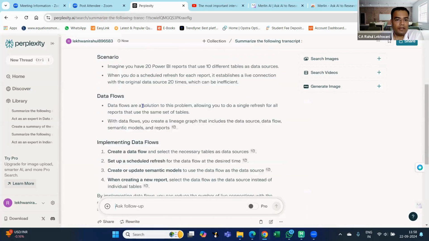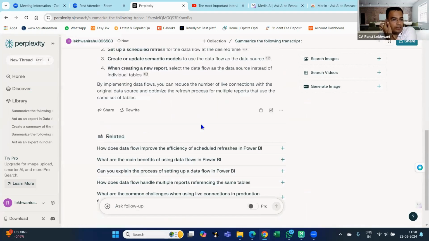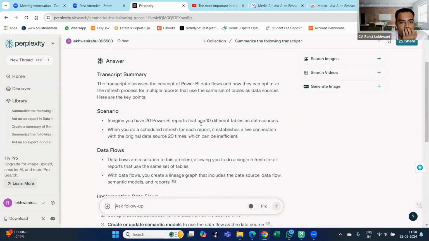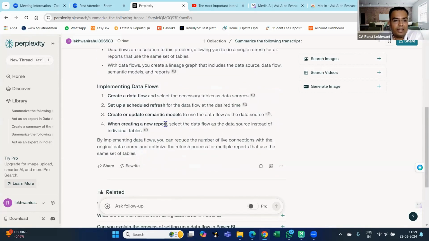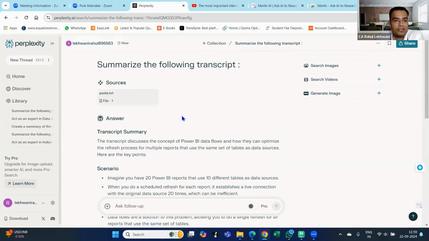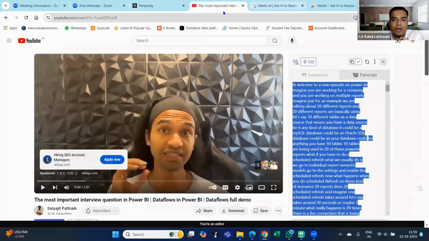So see, scenario, data flow, implement data flows. So it has given me a very short summary of whatever has been discussed in that video. With the help of this, I would not be able to learn everything, but I would get to know what all the things that are covered. Sometimes I don't know whether I am going to get anything new out of this video or not, so I can clearly understand based on this. Now this was using Merlin AI.